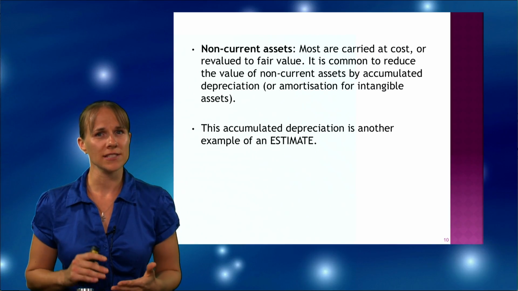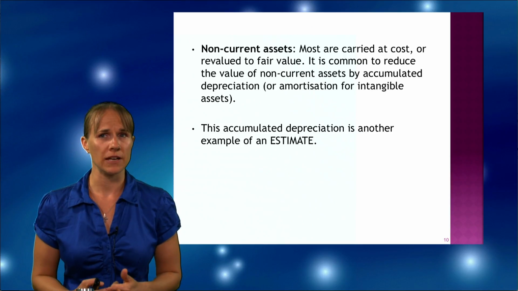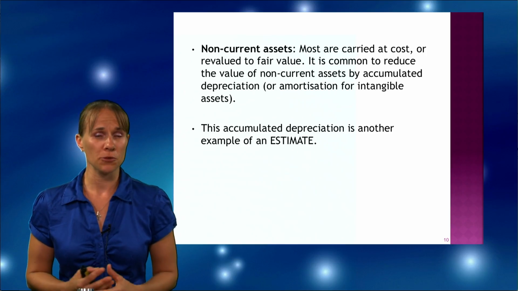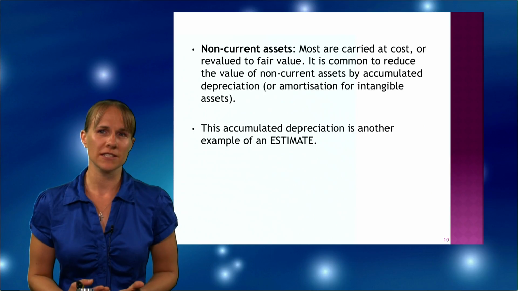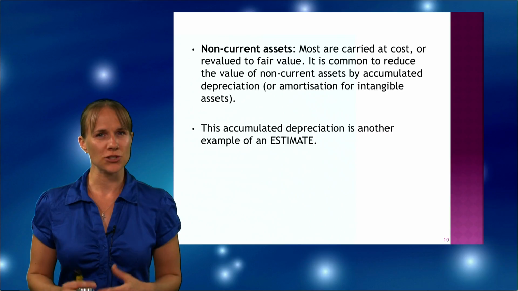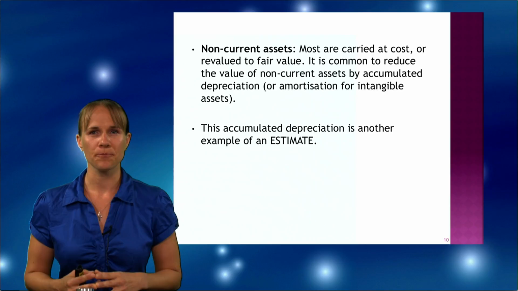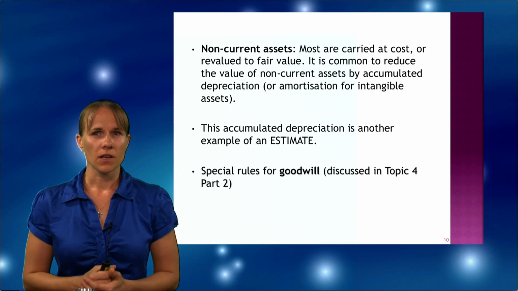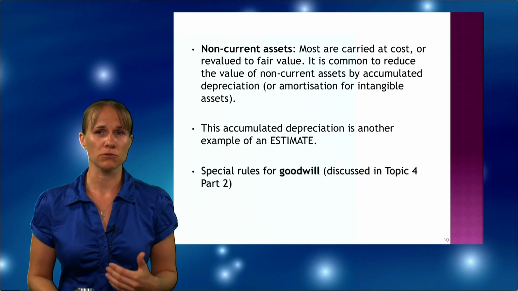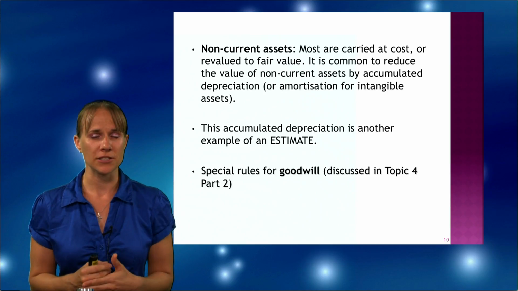If we take non-current assets, most are carried at cost, or they can be revalued to fair value. It is common to reduce the value of non-current assets by accumulated depreciation, or amortization if we're dealing with intangible assets. Accumulated depreciation is another example of an estimate that we use in accounting. With goodwill, we do have special rules. That was in the part 2 video if you'd like to go back for a bit of a refresh.